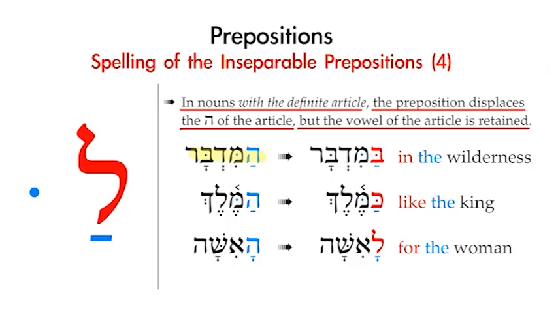The vocalization, or the vowel pattern, of the definite article remains in blue: the pathach and dagesh forte. And then you have the black, the object of the preposition, ba midbar. So you've lost the he, and so it can be tricky to do that. Let's go to the whiteboard and let me show you how that happens.